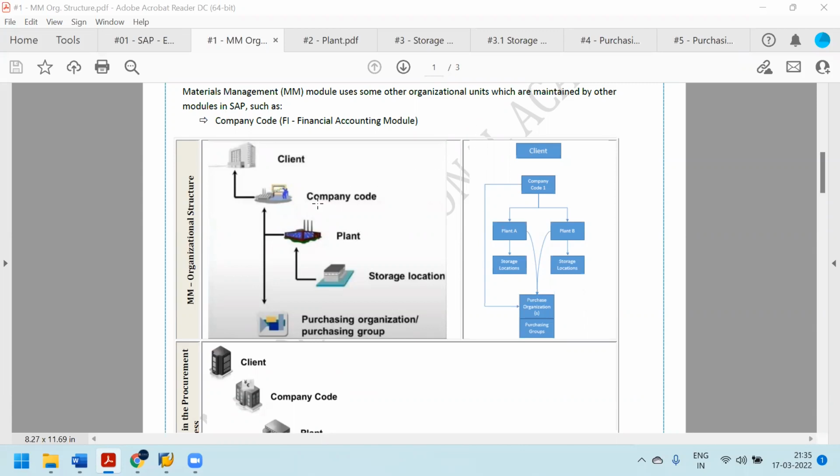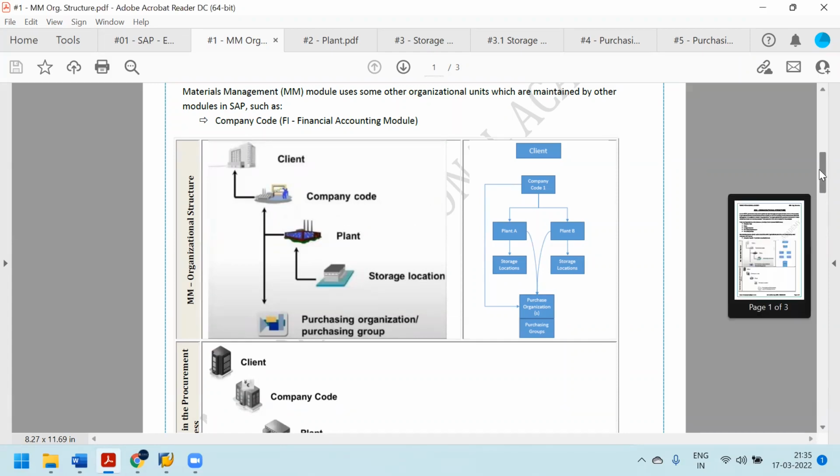All right. So this is the MM organizational structure which we have. We have client and company code. These two we already have. Now, if we look at the MM organizational structure, it starts from plant, then storage location. And in order to look after its procurement requirements, we have purchasing organization and purchasing group. Plant is the highest organizational unit we have in the MM organizational structure.